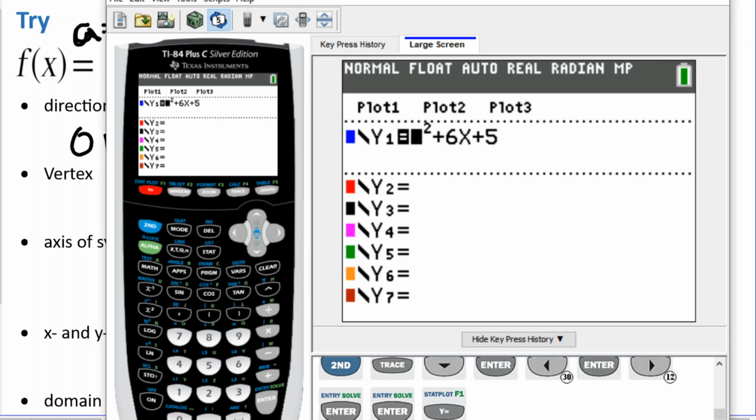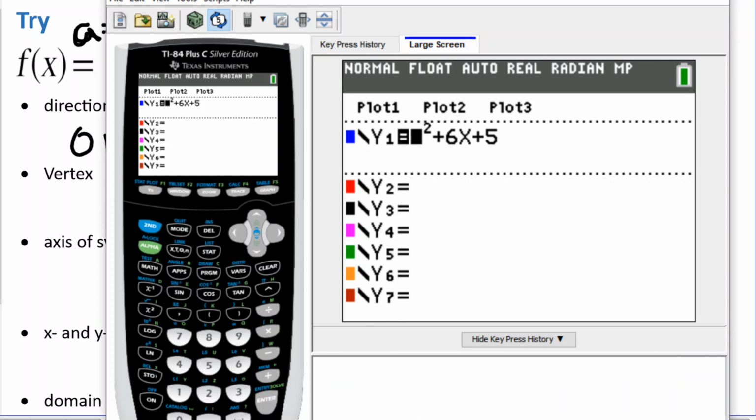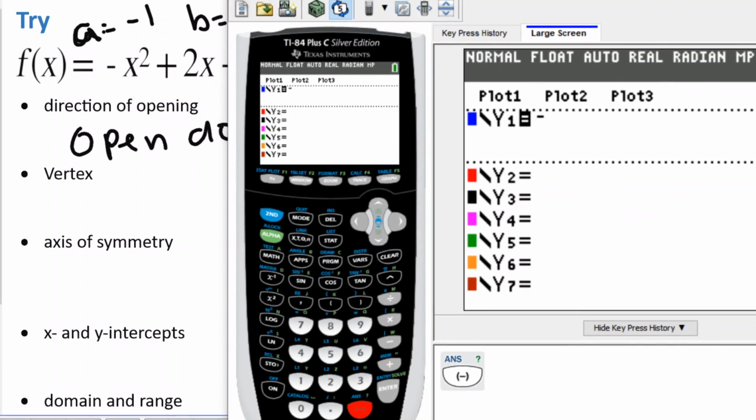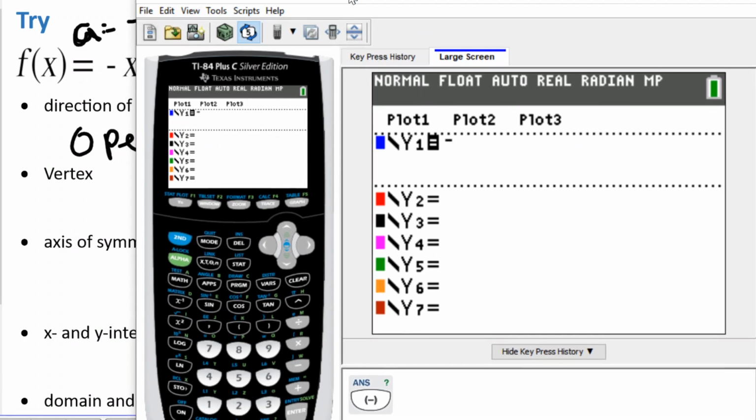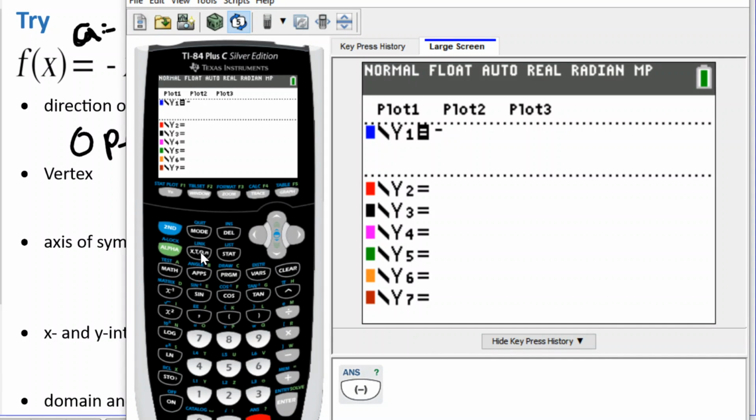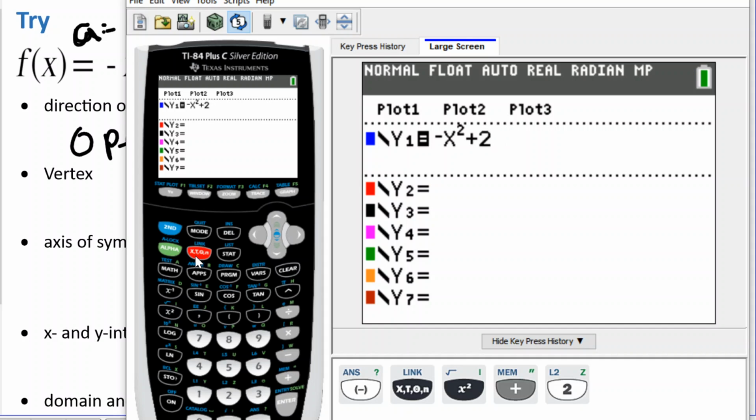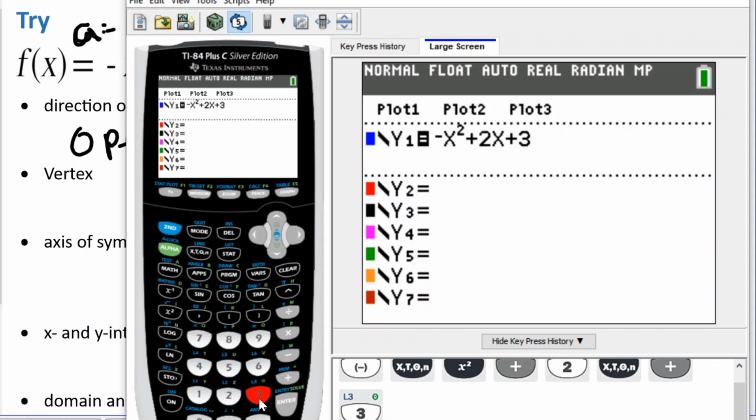So we're going to go back to our y equals menu. I'm going to clear this. And we're going to plug in this new function. So it's negative. Make sure you start with the negative button, this one down at the bottom, not subtraction, or else you'll get something called a syntax error. So it's negative x squared plus 2x plus 3. And I'll hit graph.